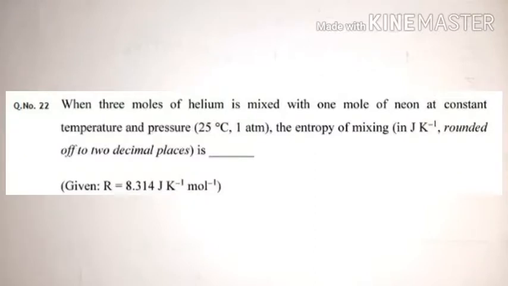mixed with 1 mole of neon at constant temperature and pressure, 25 degrees centigrade and 1 standard atmospheric pressure, the entropy of mixing in joule per Kelvin rounded off to 2 decimal places is, where R is 8.314 joule per Kelvin per mole. Okay, so friends, you have a mixture of helium and neon gases, and you can find the entropy of mixing of this mixture. Okay, so let's do the solution of this question.